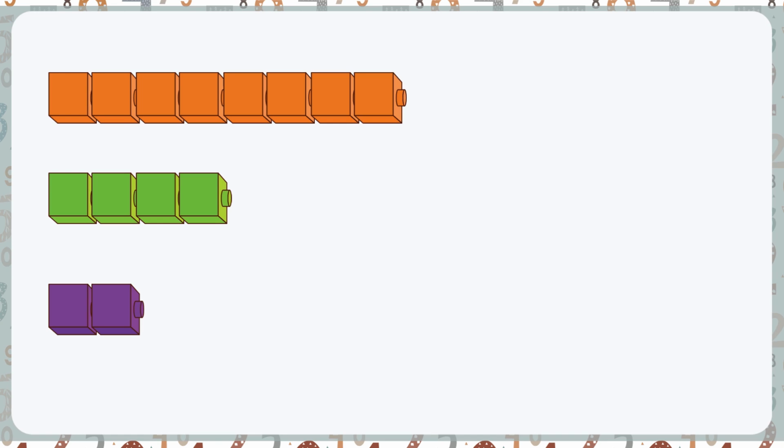Okay, so in that first row, I see that there are 8. In the second row, I see there are 4. In the last row, I see there are 2. Is that what you got? Oh, good job. If not, it's okay. Upgrade your work. Okay, now remember, when we have 3 parts today, we are trying to find 10.